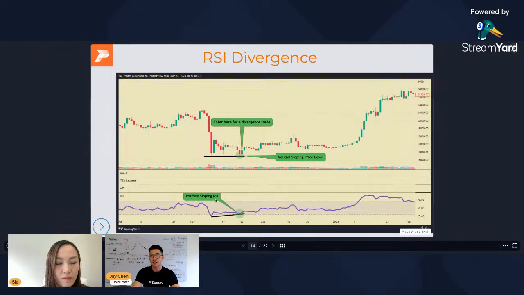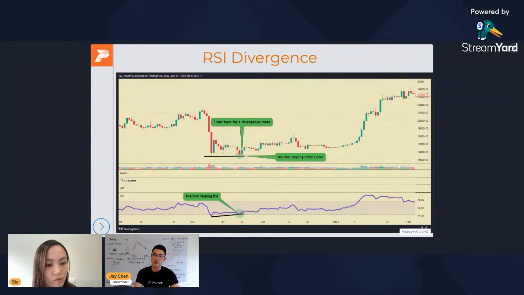But if you look at the RSI, it has a positive slope. So prices were making the same low as previously, but the RSI made a higher high. You can see that clearly in the chart. So that is a divergence. Price is showing you that it's still bearish, but the RSI is showing you the downside momentum is dissipating, and that means prices should be going up.